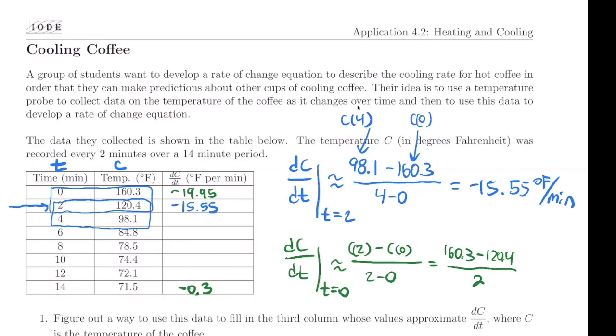On that second one that you did, using points at 0 minutes and 2, isn't that reversed in the numerator? Shouldn't it be? Yeah, thank you, you're right. Yes, it should be C of 2 minus C of 0. Yep, thanks.